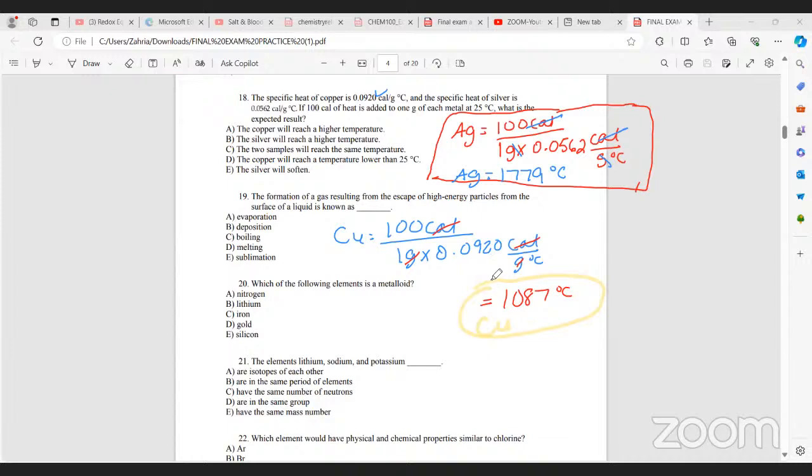So is it A, the copper will reach a higher temperature? Or is it B, the silver will reach a higher temperature? Or C, the two samples will reach the same temperature, meaning they're both equal? Or D, the copper will reach a temperature lower than 25 degrees Celsius? Or E, the silver will soften? Well, in this case, if I look at my results here, I know that it's B. The silver will reach a higher temperature. So that is my answer for that particular problem.